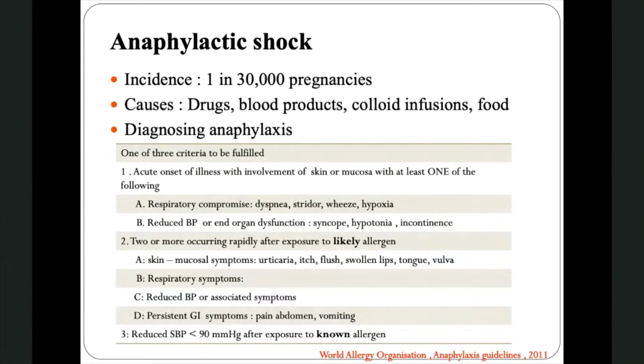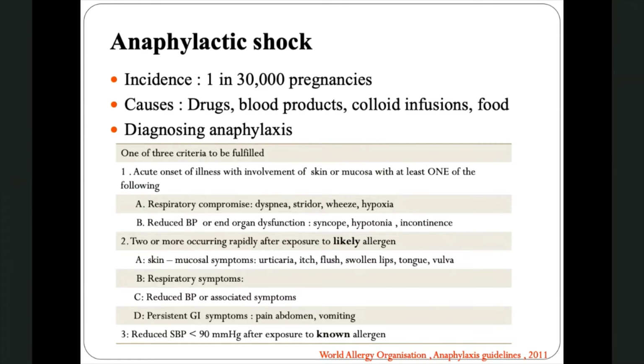So let us come to anaphylactic shock. Again, this is very rare in developing countries. It is more common in developed countries because of food allergies and all. So there is acute onset of illness with involvement of skin or mucosa with at least one of the following. There is respiratory compromise, which is leading to dyspnea, stridor, wheeze, hypoxia. Reduced blood pressure because of systemic vasodilation, which is leading to syncope, hypotonia, and incontinence. Two or more occurring rapidly after exposure to a likely allergen.